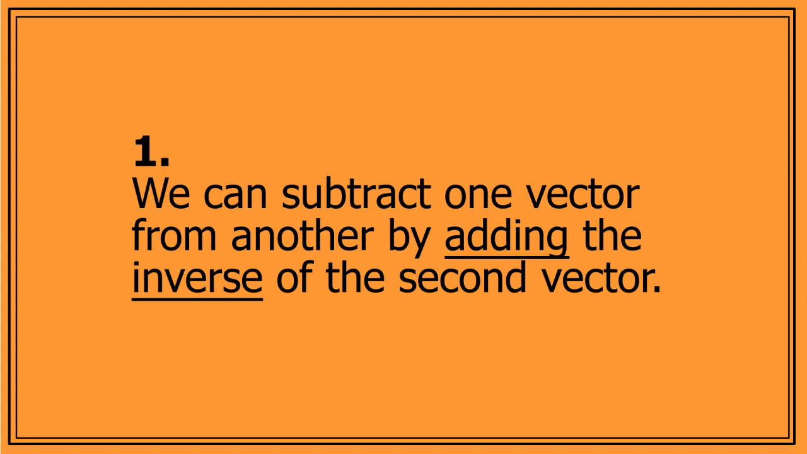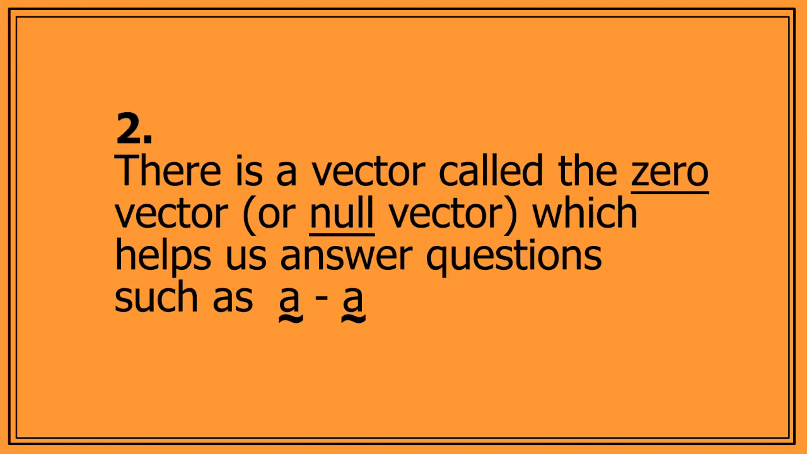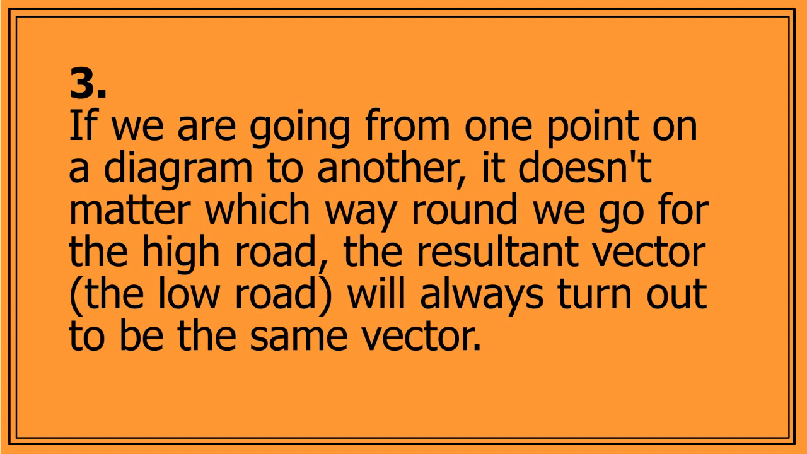So, in summary, 1, we can subtract one vector from another by adding the inverse of the second vector. 2, there's a vector called the zero vector, or null vector, which helps us answer questions such as vector A minus vector A. 3, if we're going from one point on a diagram to another, it doesn't matter which way round we go for the high road, the resultant vector, the low road, will always turn out to be the same vector.